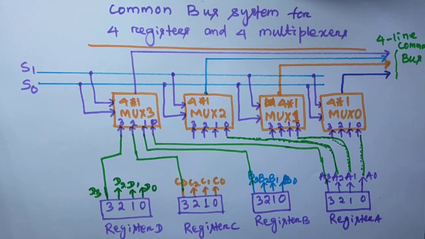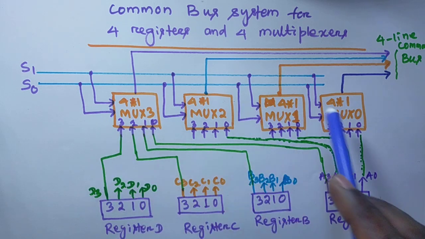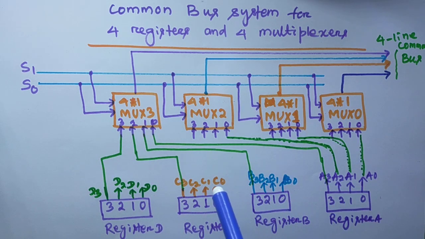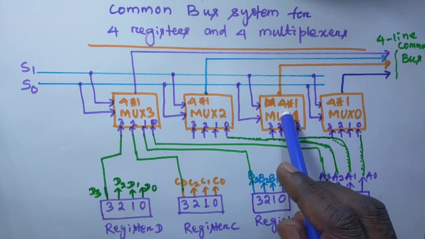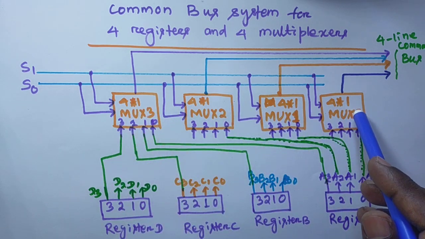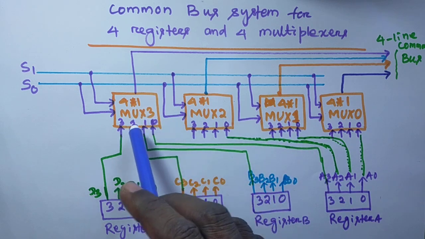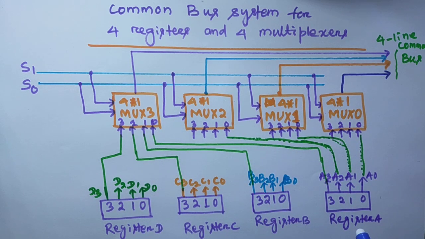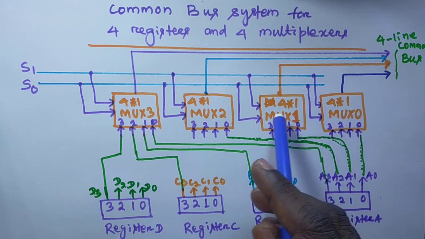I drew all these diagrams beforehand because it takes more time. First of all, I drew this block diagram with all these components. You see 4 multiplexers, that is MUX 0, MUX 1, MUX 2, MUX 3, and here 4 registers, that is register A, register B, register C, register D. All 4 registers are connected to each individual multiplexer.